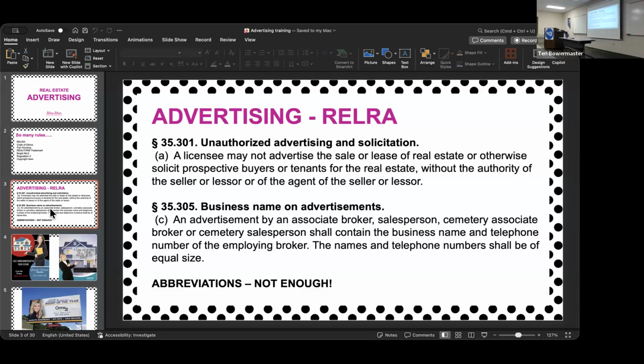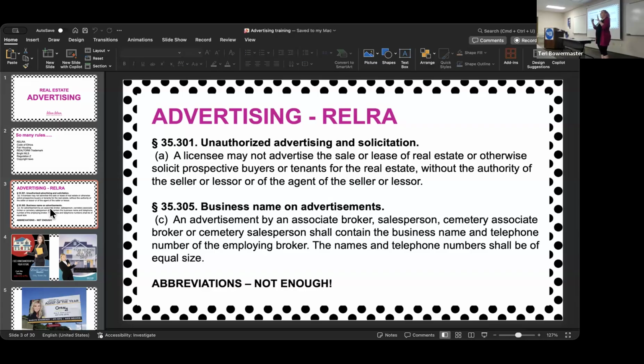Abbreviations are not enough. I saw a Keller Williams get fined because they did KW, right? CB, IVRE. Now I know you guys, the Western front, if you will, is branding or registering as IVRE straight up, okay? You can use IVRE in addition, but you need to have your registered broker name in that advertisement somewhere.